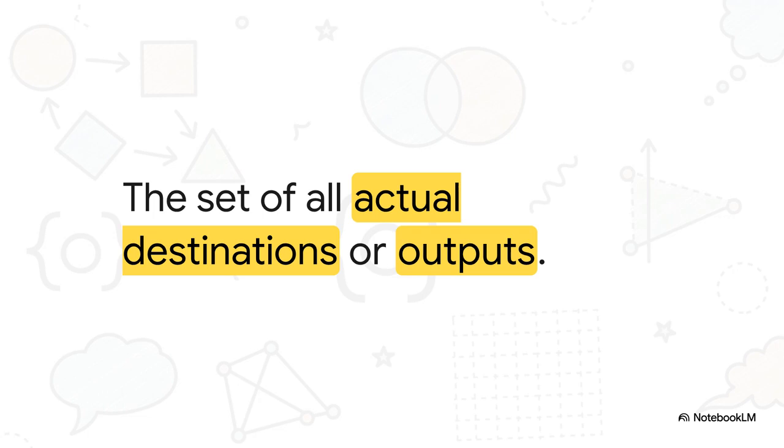And that brings us to the range. The range is a subset of the codomain. It only includes the elements from set B that actually show up as the second element in one of our pairs. So if the codomain is the whole map of possibilities, the range is just the list of places we actually visited. It's our list of actual outcomes, our outputs.